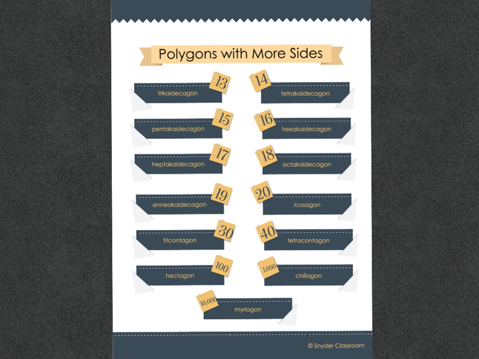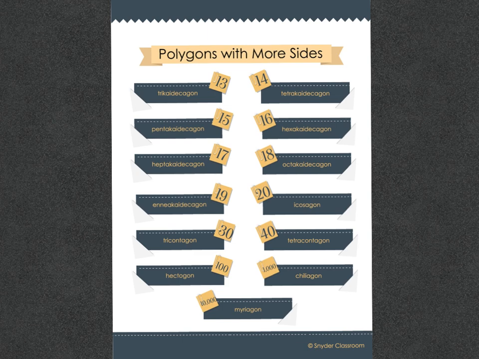Enneakaidecagon is 19, an icosagon is 20, a triacontagon is 30, a tetracontagon is 40, and then we get really big. So a hectogon is 100, a chiliagon is 1,000, and then a 10,000-sided shape is a myriagon. Now, many of these you're not going to see out there in the real world, but they are really cool to think about and cool to say.